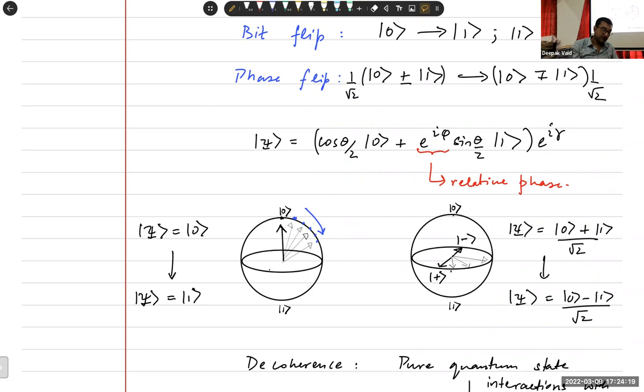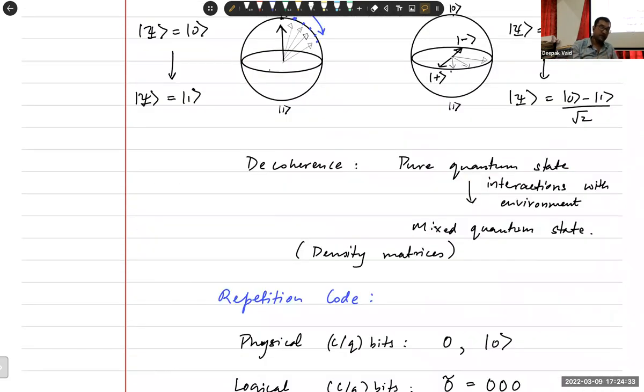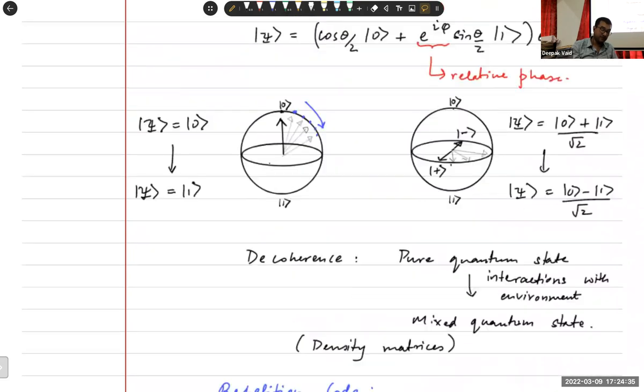Right, so bit flip, you can understand as going from the zero state to the one state. Phase flip, you can understand as going from the plus state to the minus state, as a bit flip in the Bell basis, right? So this is called the Bell basis, the plus minus.